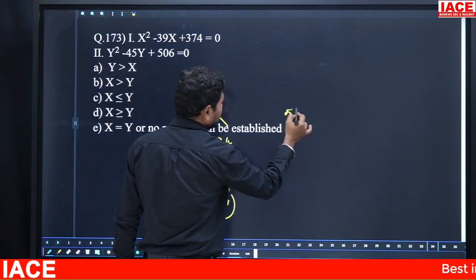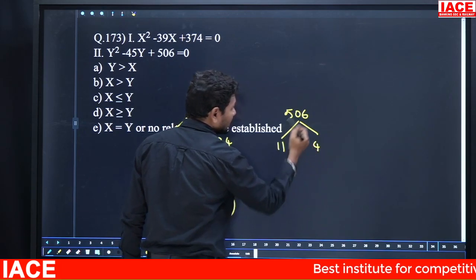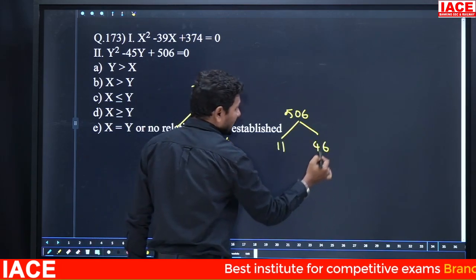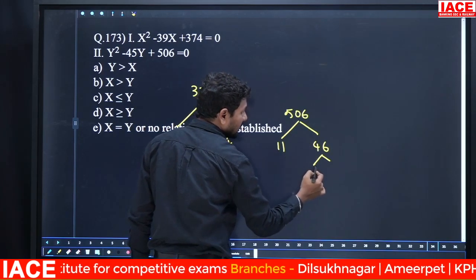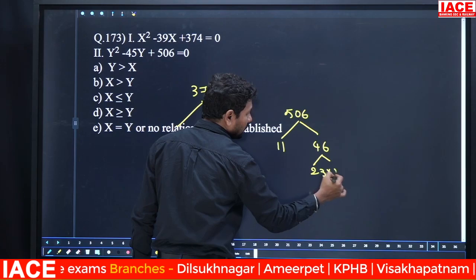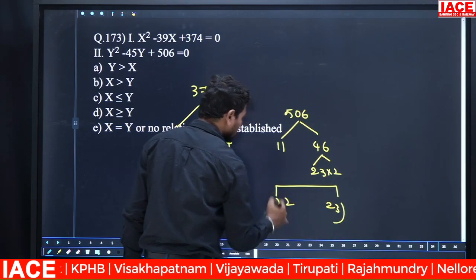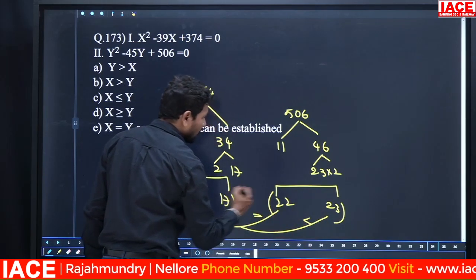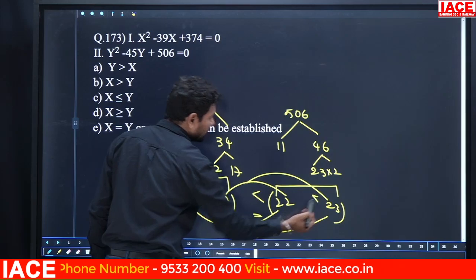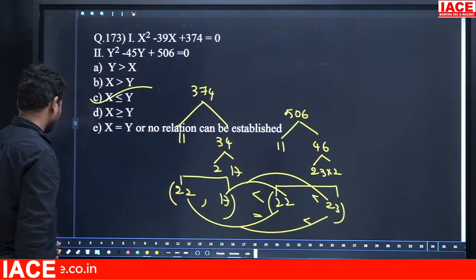Next, 506 here is also separated: 11 4s are 44 and 11 6s are 66, so overall 46 into 11 is 506. Then 46 you can write as 23 into 2. Then the final factors are 22 comma 23. 22 to 22, both are equal. 22 to 23, greater, and 17 to 22 is also greater. Then the final answer is x less than or equal to y, option C.